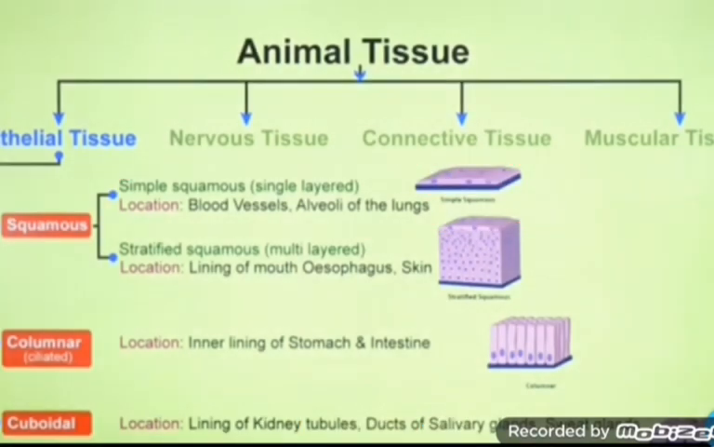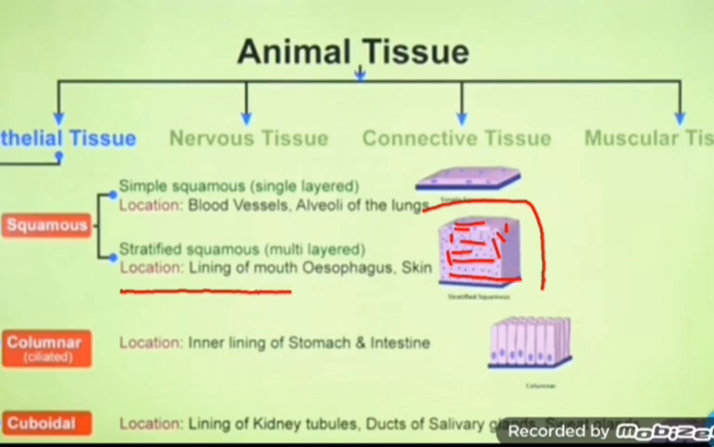Now let's see the second type of squamous, that is stratified squamous. As the name itself says, it is multi-layered. Look, layer 1, layer 2, layer 3, layer 4, etc. And the blue color dots are the nucleus. They are located in the lining of the mouth, the esophagus, through which our food enters, and also the skin. Our skin is multi-layered.